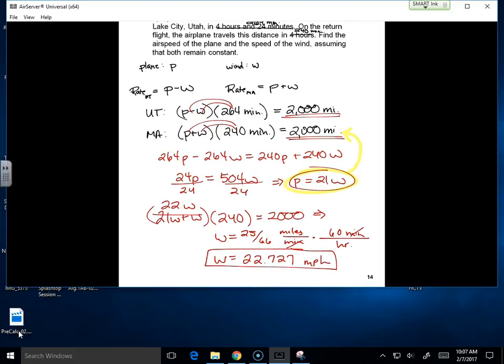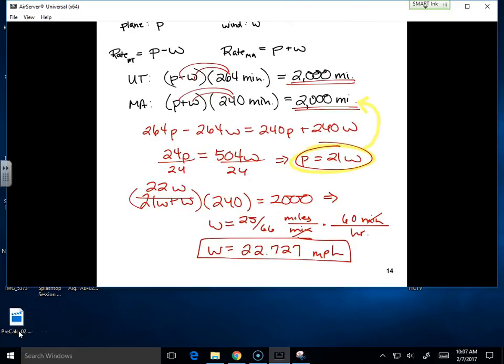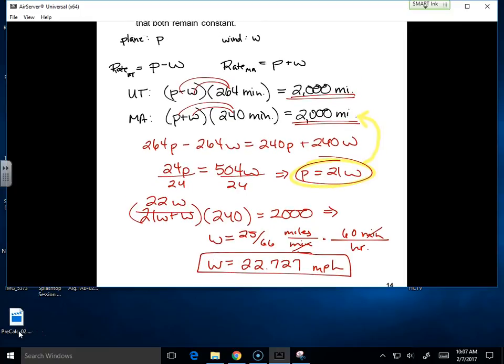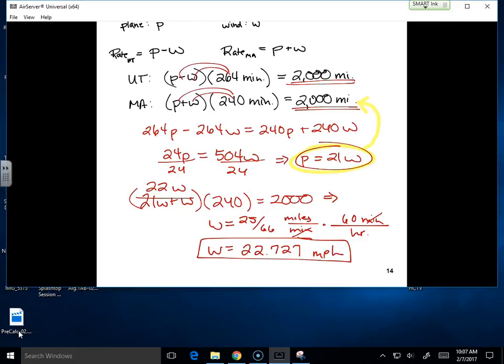But wait a minute, what else do we need? Oh, come on, guys. We found one variable. We need the plane, right? So let's go back and plug it in. And don't we have an equation just waiting to be plugged into? Yes. Okay. Are we going to plug in the 22.727 or the 25/66? Are we going to plug in the 25/66 because that's what the units are in, then we're going to multiply by 60 for our minutes per hour to go ahead and make it all work out?